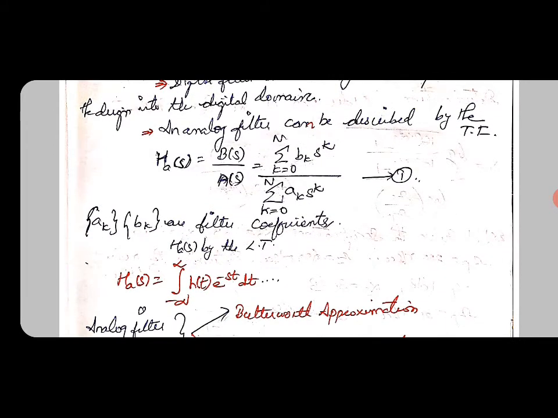H_a(s) can be given by the Laplace transform, which is H_a(s) equal to integral from minus infinity to plus infinity h of t e power minus st dt. Okay, this is a very important equation. H_a(s) can be given by the Laplace transform, which is integral from minus infinity to plus infinity h of t e power minus st dt.